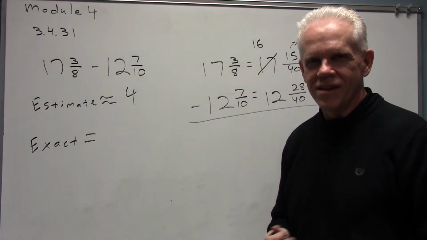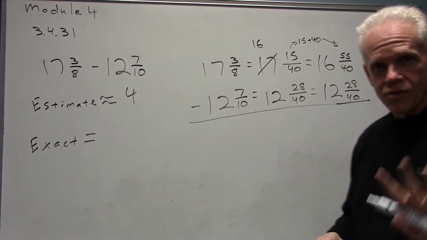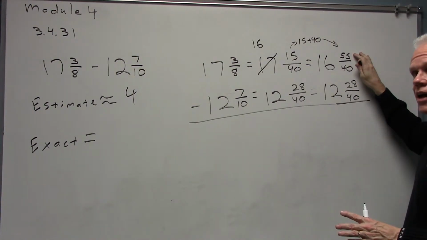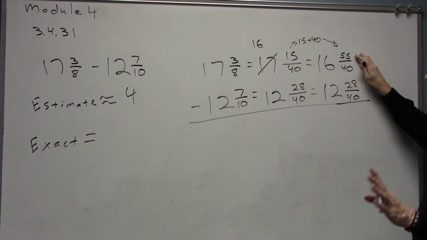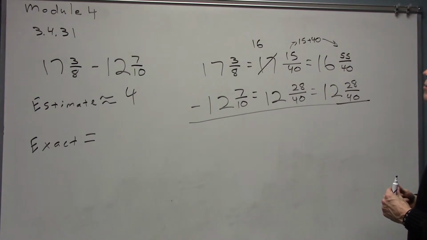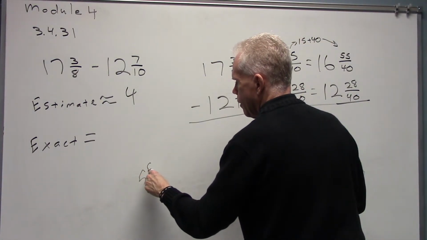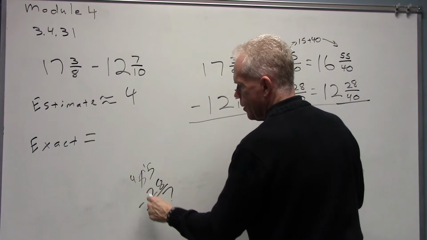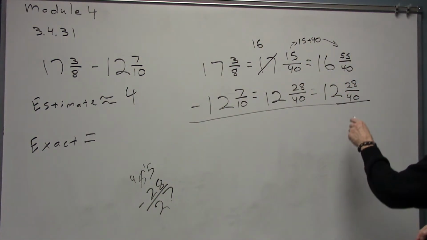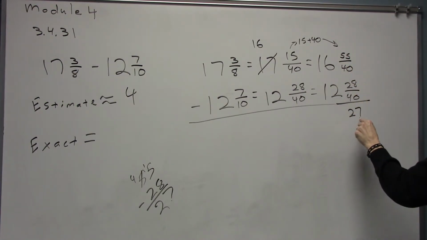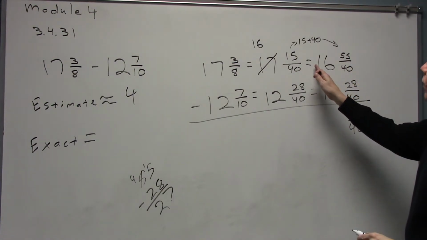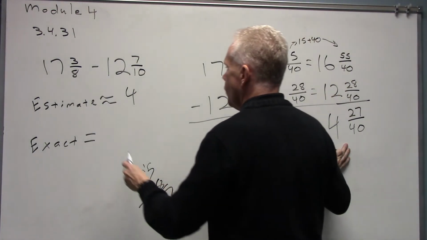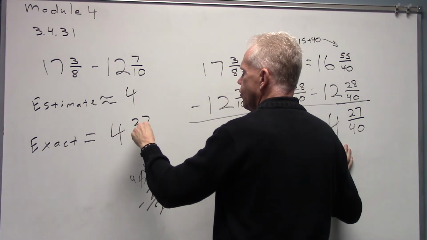Oh, by the way, you will get into negative numbers, but later, not right now. So calm down, it'll be okay. All right, 55 minus 28, I wonder what that is. I better go over here to the side. 15, that's a 4, 15 minus 8 is 7. Oh, it's 27. So 55 minus 28 is 27 over 40. And now, not 17, but 16 minus 12 is 4. And so my exact answer is 4 and 27/40.